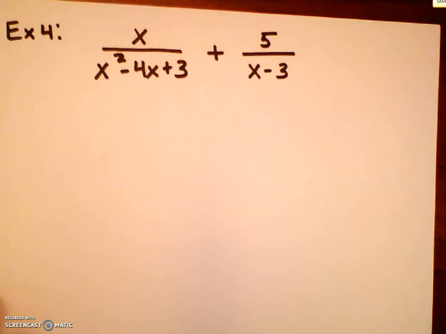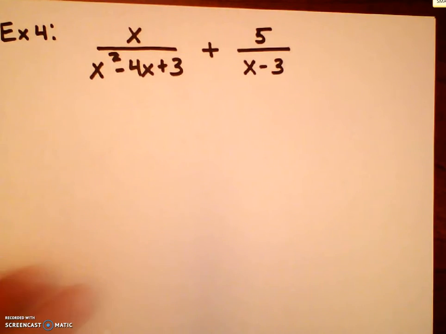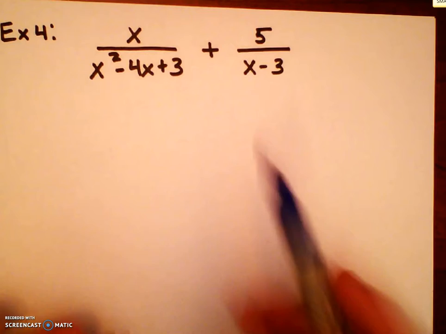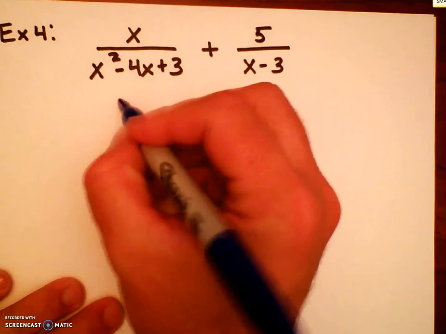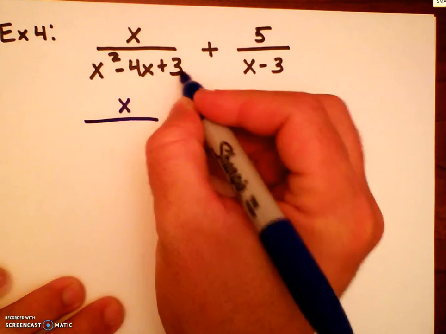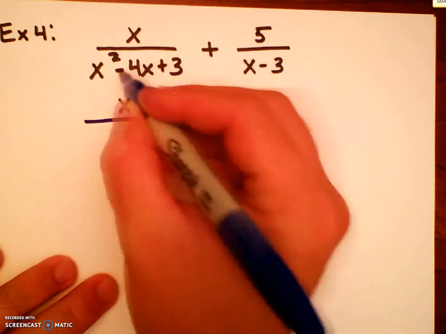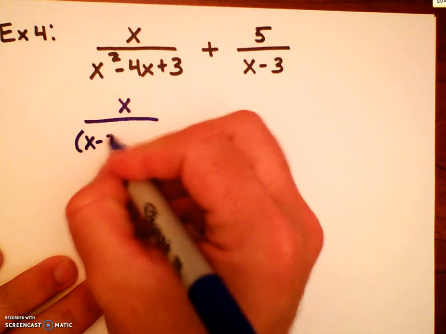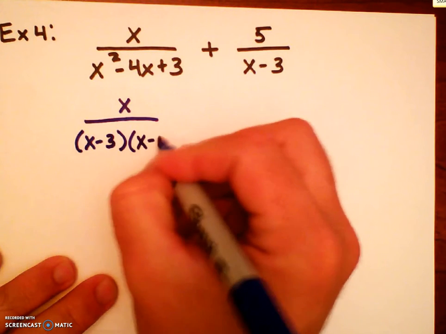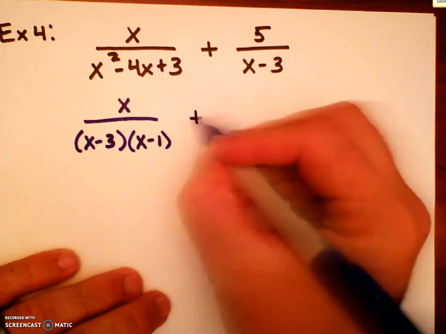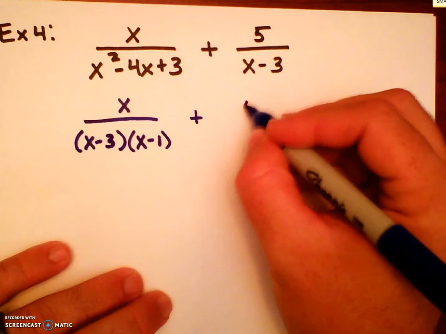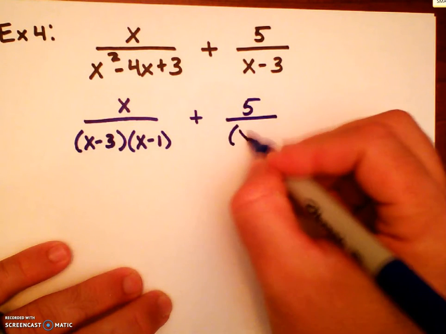All right, this is one I don't think that we did in class, but we'll go ahead and look at it. So this one, we have some factoring to do. Remember, that's always your first step. I can factor the bottom left, so I'm going to bring down the x. Factors of positive 3 that get me negative 4 are negative 3 and negative 1. Again, that's something you should be able to do from previous chapters. Plus, on this side, there's nothing to factor. So x minus 3 is it.